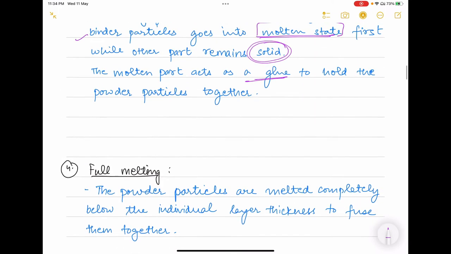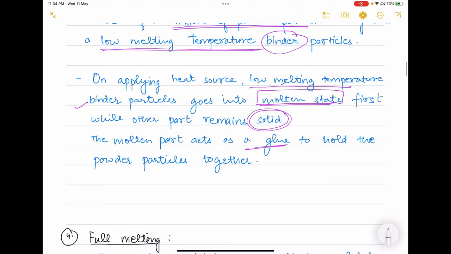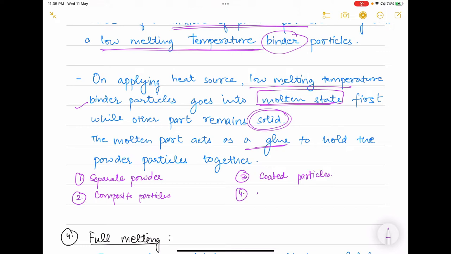In this you can have different configurations. One is separate particles of binder and your powder. Second is composite particles. Third is coated particles, where your powder particles are coated with a low melting phase. And the fourth is indistinct mixtures, or those that are formed by microalloying.